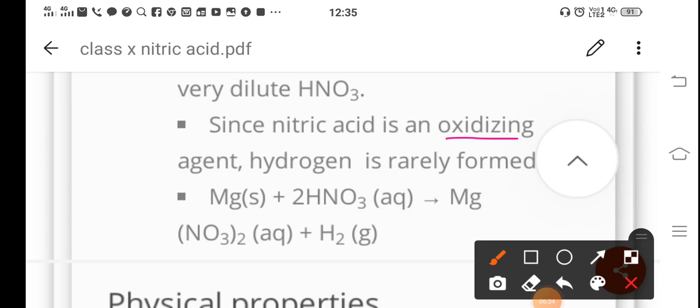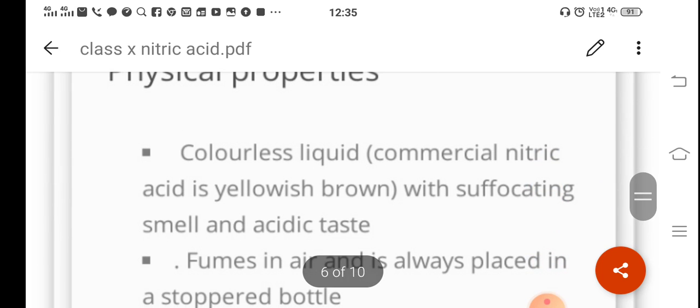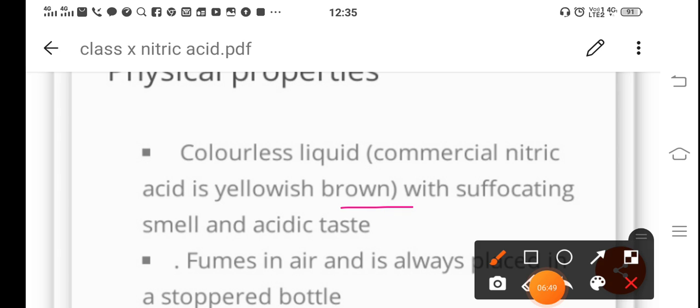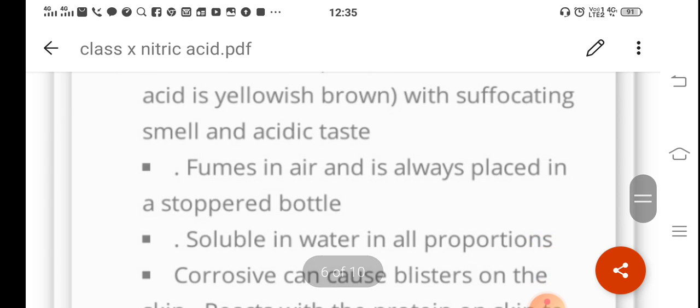Nitric acid, as we have already discussed, is an oxidizing agent. So with magnesium, manganese and calcium it will give hydrogen, but with other metals it will give oxides of nitrogen, NO2, N2O or NO. It is a colorless liquid. Commercially it is yellowish brown in color due to the presence of oxides of nitrogen, as it decomposes to give oxides of nitrogen. It also forms fuming acid because of the presence of these vapors.